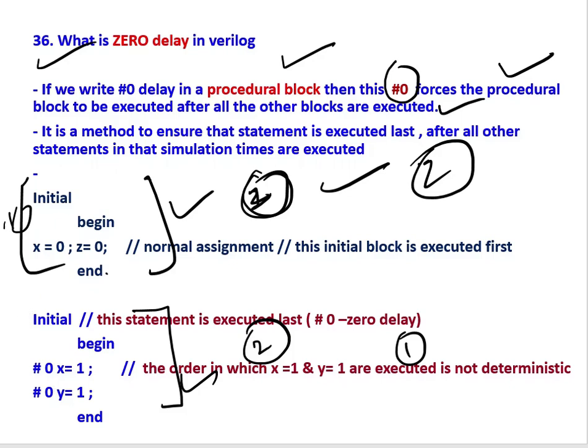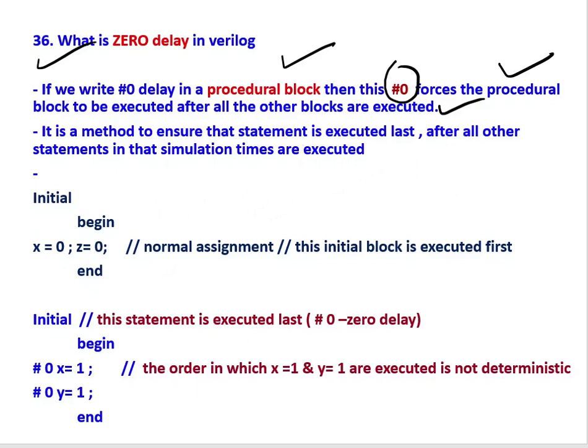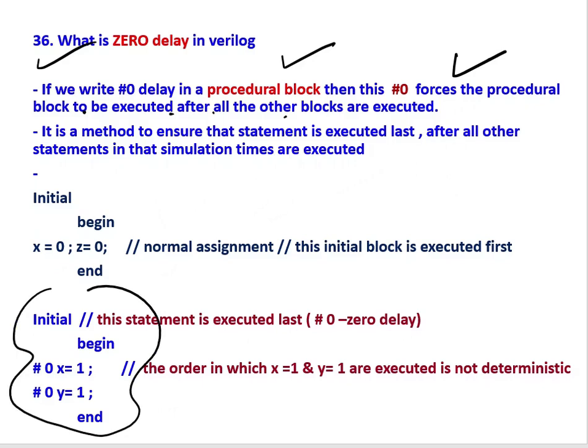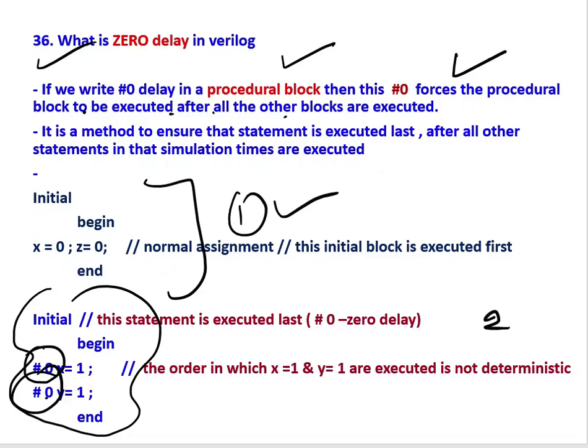But when we write this zero delay, the simulator will force the procedural block to be executed after all other blocks are executed. Here, inside this initial block, we have written #0. So first the other block will be executed, then this block will be executed. At the end, only this block gets executed by the simulator. This is what zero delay is. This method ensures the statement is executed last, after all other statements in the simulation are executed.